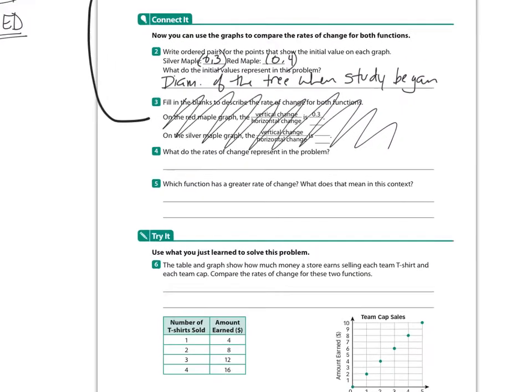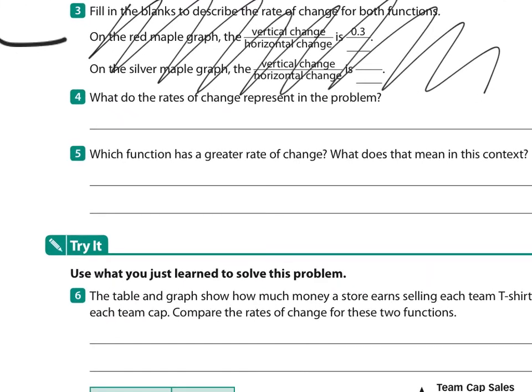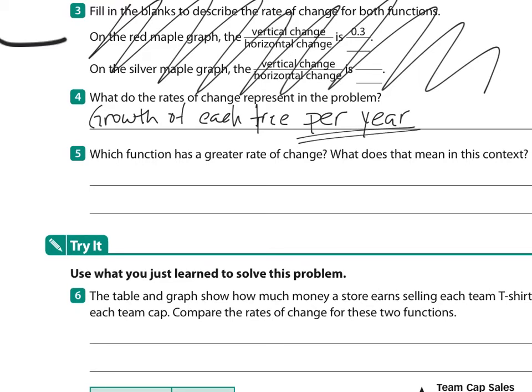Well, again, in the context of the problem, the rate of change just represents the growth of each tree per year, right? That's the most important part of that, right? Each year that tree grows a half an inch. Each year the other one grows 3/10 of an inch. So which one has a greater rate of change? I think we finally figured this one out, right?